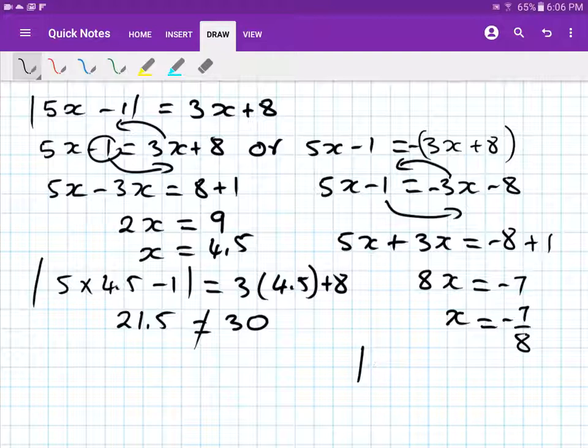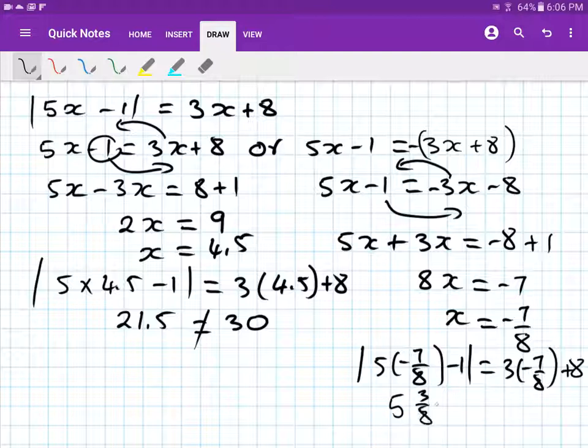So the absolute value, if I type that in, 5 lots of minus 7 over 8 minus 1, absolute value is the same as 3 lots of minus 7 over 8 and then plus 8. If you put the left hand side in your calculator, you get 3.5 and 3.8. And on the right hand side, 5 and 3.8 as well. So this is correct, right?